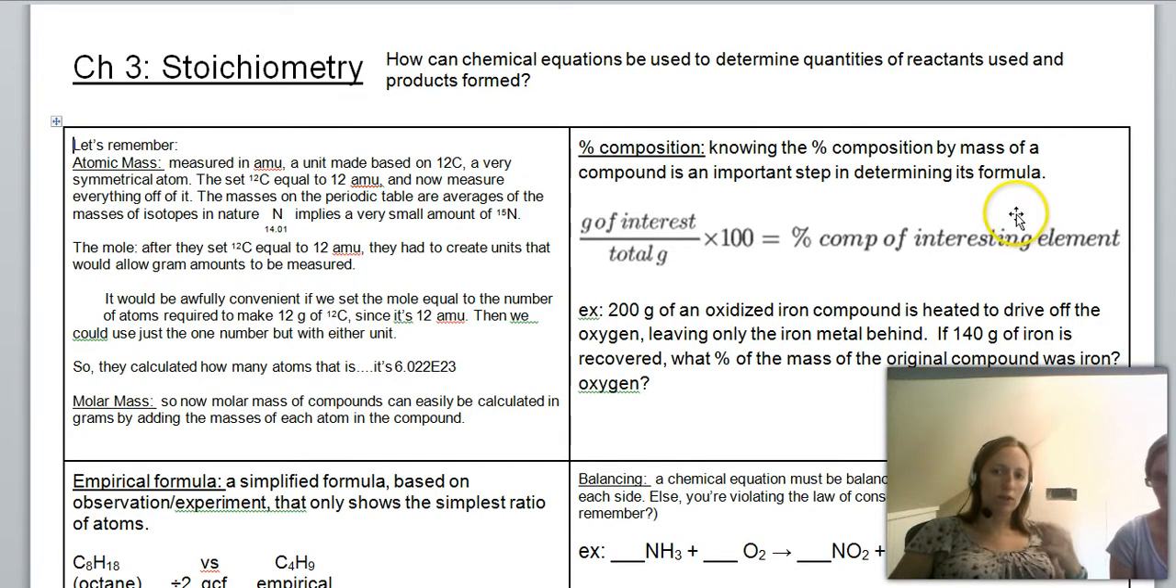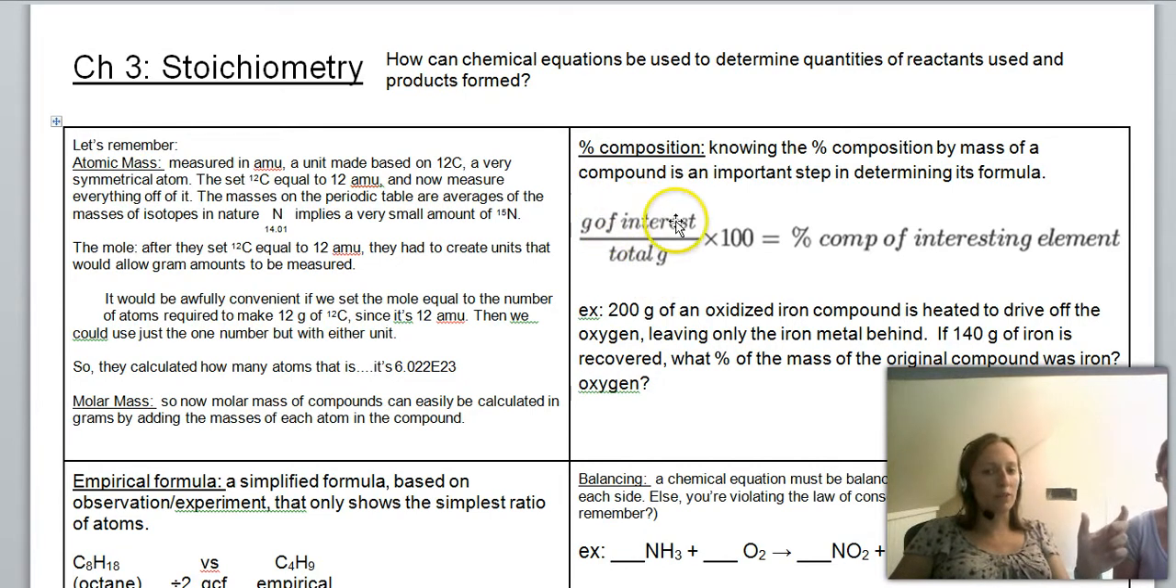This is something that they used to do a whole bunch back in the day. They would say, here's a compound, I burned it up, and here are the masses that I got out of all the different elements from this compound. So percent composition: you've got your total grams of the compound on the bottom, the grams of the element that you care about on top. So it's part over whole times 100. That's your general percent formula, and that's the percentage composition of that element that you're interested in.